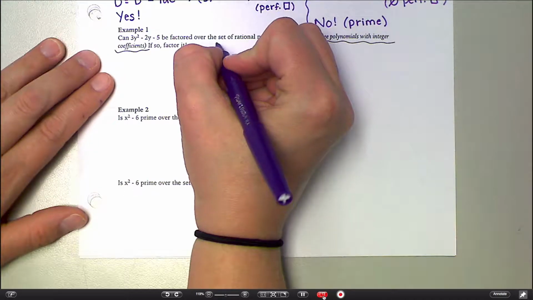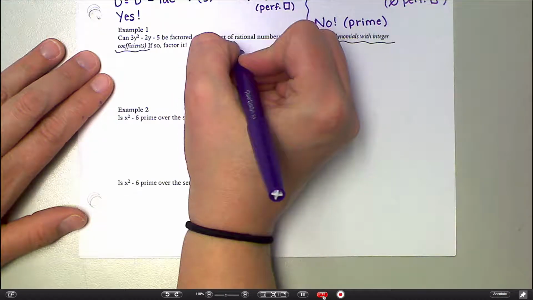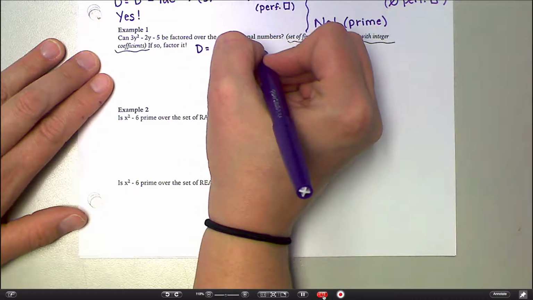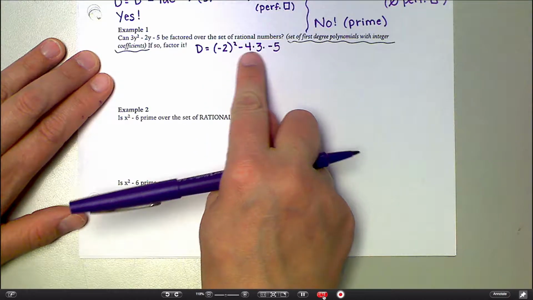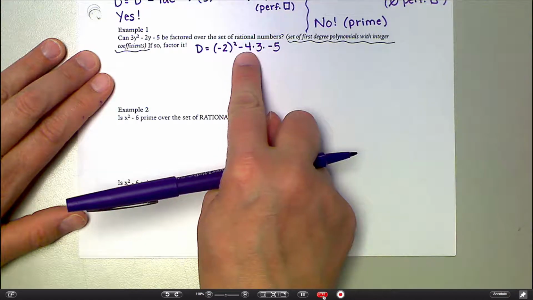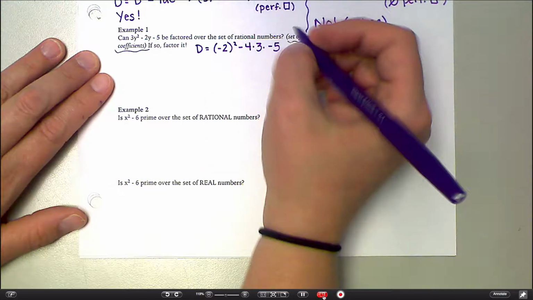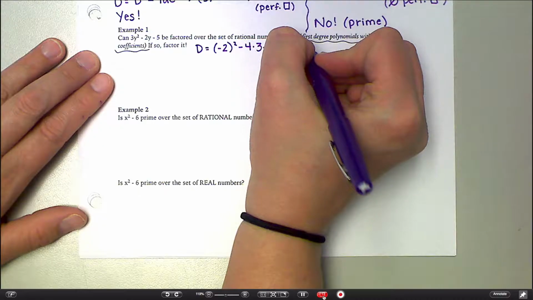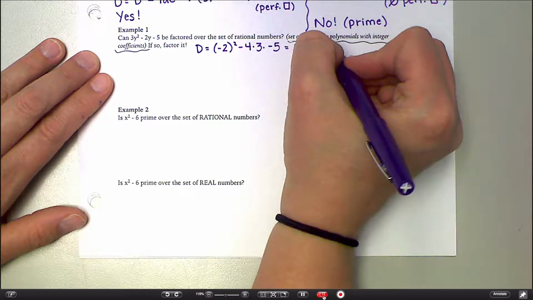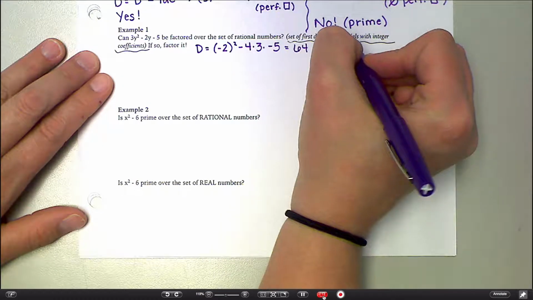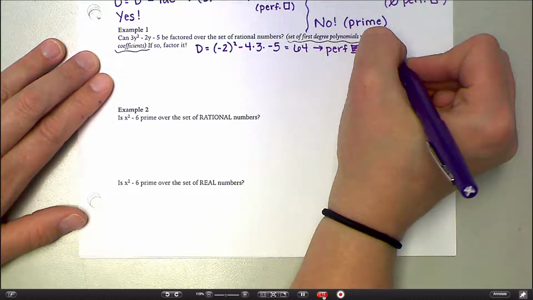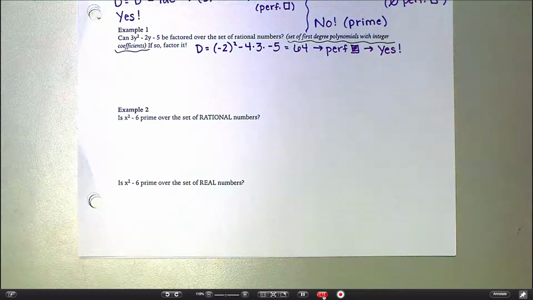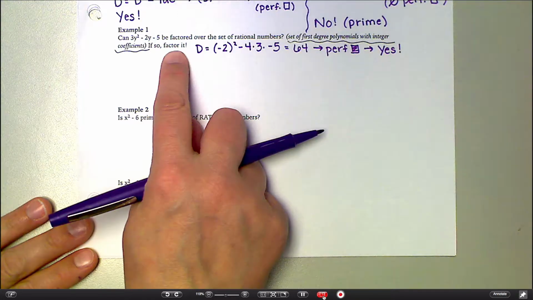So in this case, it would be negative 2 squared minus 4 times 3 times negative 5. Let's see, this together is going to be 60, and this is a positive 4, so this is 64. This is a perfect square. So my answer is yes. It absolutely can be factored. Once I know that it can be factored, I'm going to go ahead and factor it.